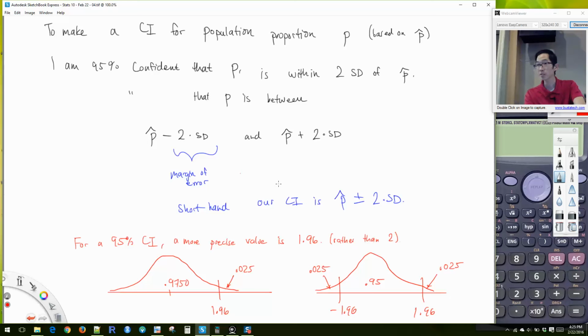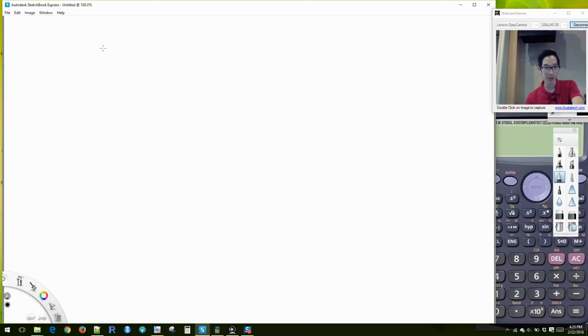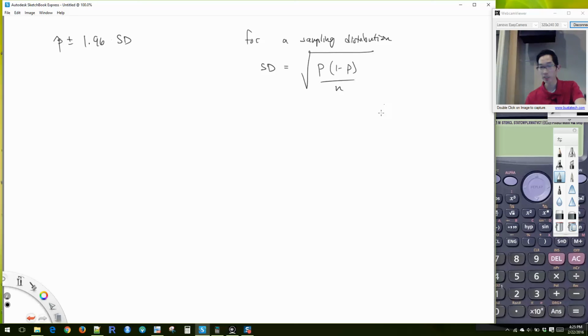Is this so far so good? Okay. What's the formula for the standard deviation of a sampling distribution? Do you guys remember? Yeah, okay. So I'm going to jump over here. We've got p hat plus or minus, here I'm going to use 1.96 standard deviations. For a sampling distribution, we said the standard deviation is equal to the square root of p times 1 minus p over n, right?